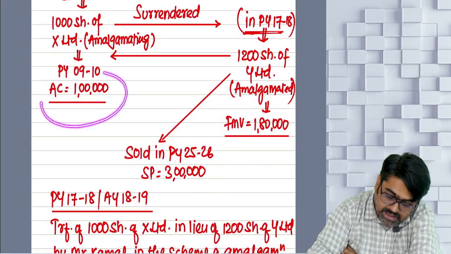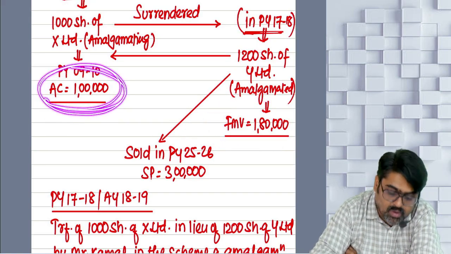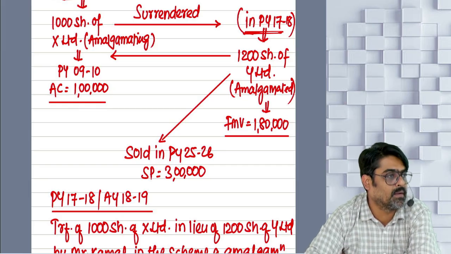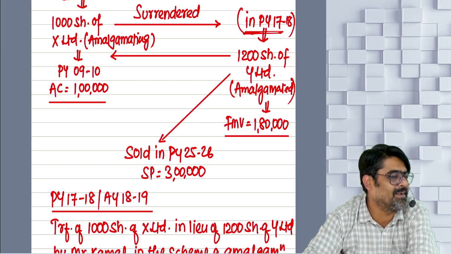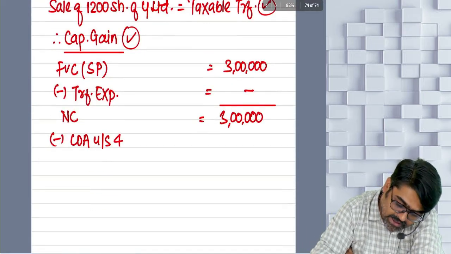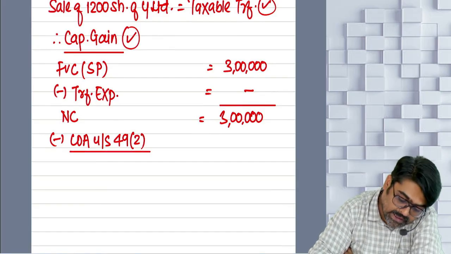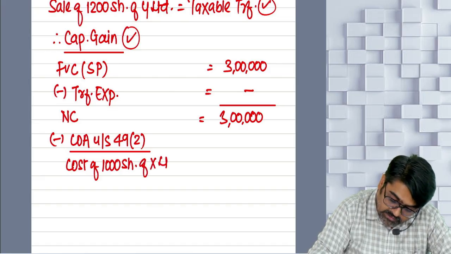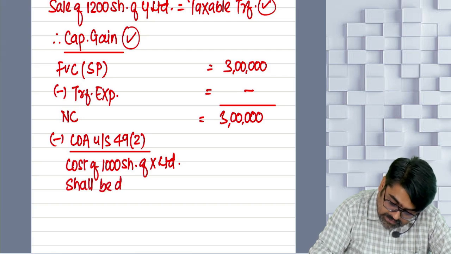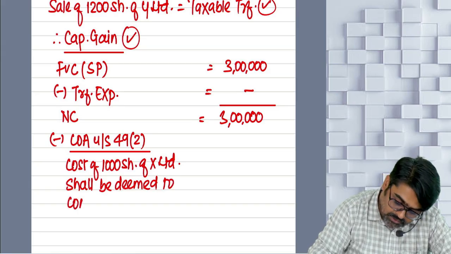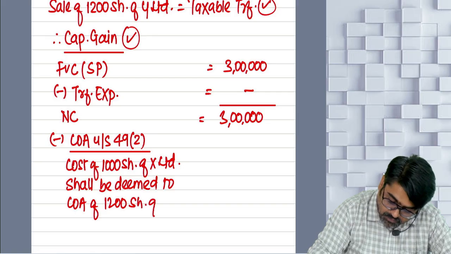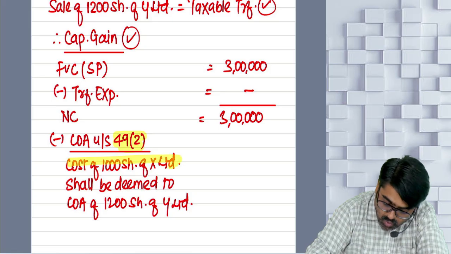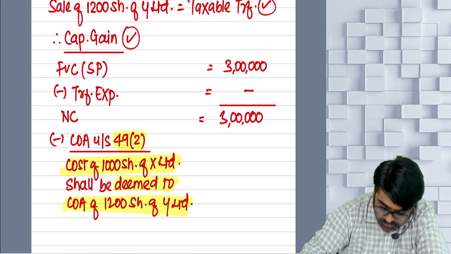But we want to charge the earlier gain also, no? So that is possible only if the cost of the old shares is made the cost of new shares. And that is not given in 49(1), that is given in 49(2). So the cost of acquisition will be under section 49(2). And what does 49(2) say? 49(2) says cost of 1,000 shares of X Limited shall be deemed to be the cost of acquisition of 1,200 shares of Y Limited, whose capital gain you are calculating right now. So as per 49(2), the cost of old shares will be deemed to be the cost of new shares.